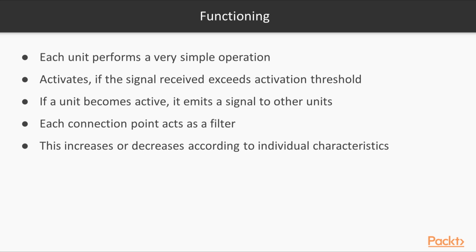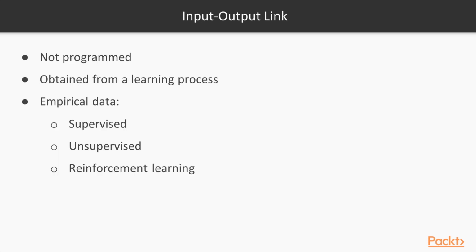Each connection point acts as a filter that transforms the received message into an excited or inhibitory signal, increasing or decreasing at the same time the intensity according to its individual characteristics. The input-output link is not programmed, but is simply obtained from a learning process based on empirical data that may be of these kinds: supervised, unsupervised, and reinforcement learning.